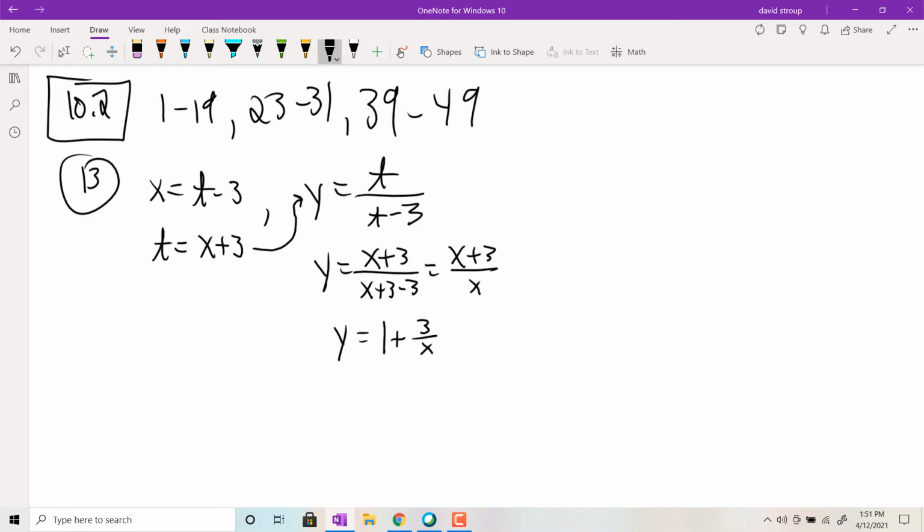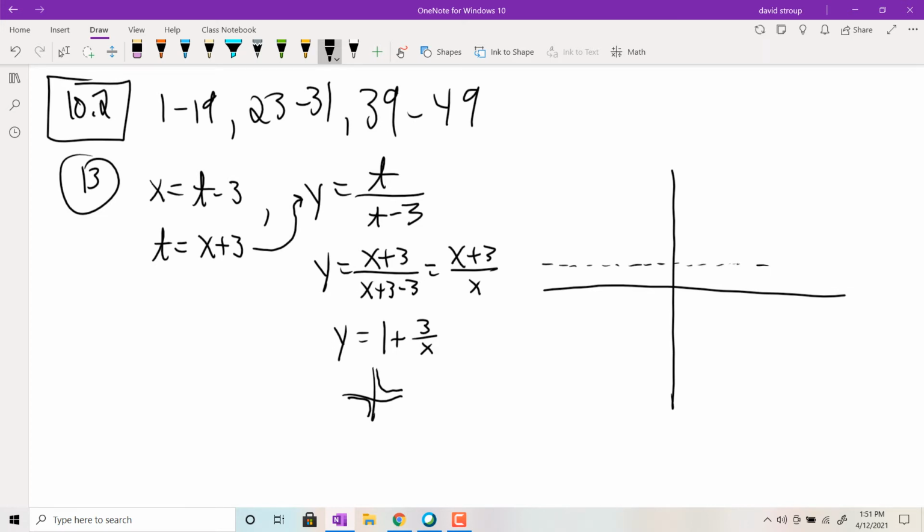What is this guy? This is a shifted up version of your basic rational function. So remember, your rational looks like this. This thing just shifts up the horizontal asymptote 1. So the picture you'll end with is there's an asymptote here at 1. There's also an asymptote at 0, which you can't see because it's right on the y-axis. And then your picture should look something like this.